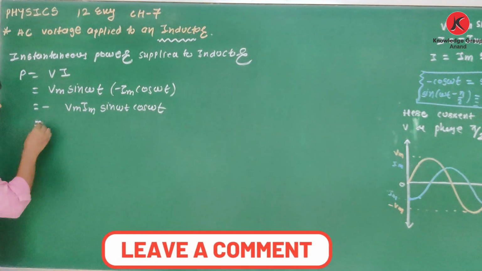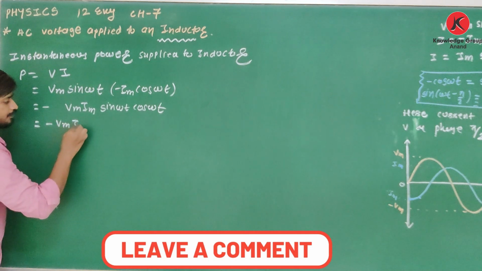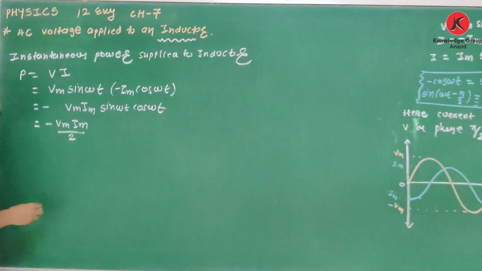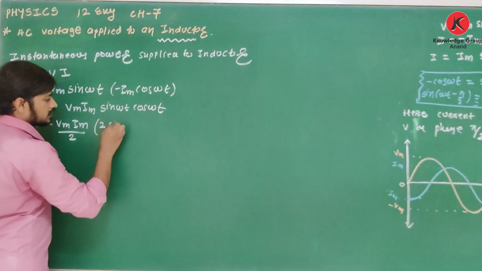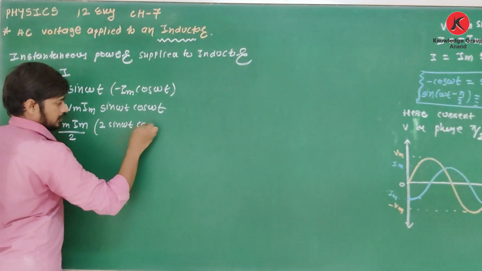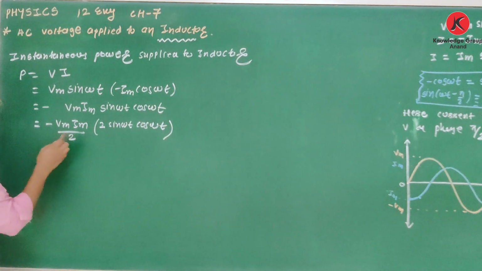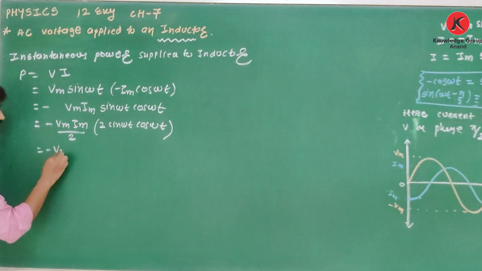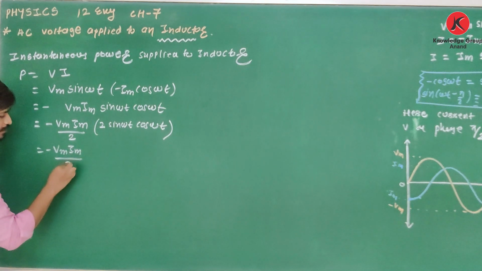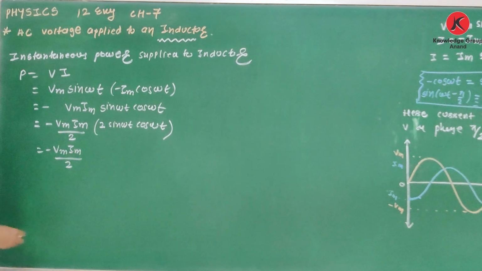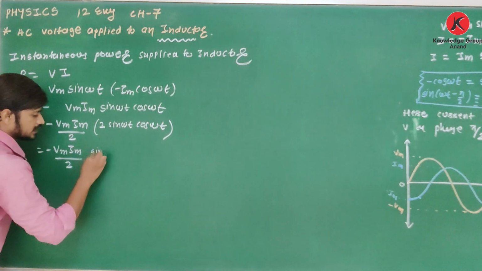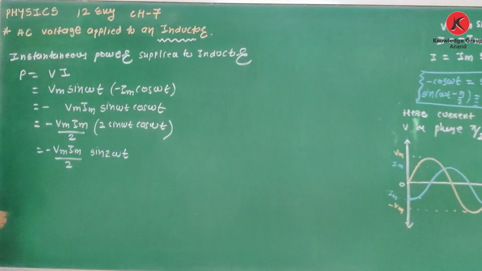Now how to write this? Minus Vm Im by 2 times 2 sin omega t cos omega t. Multiply by 2 and divide by 2. So it is minus Vm Im divided by 2, and 2 sin omega t cos omega t is sin 2 omega t. So yes, it is the equation of instantaneous power.